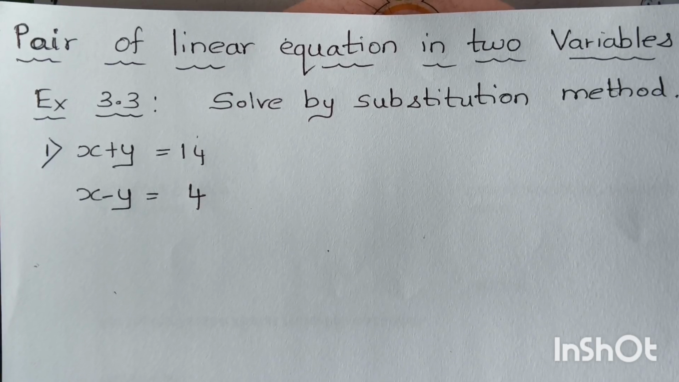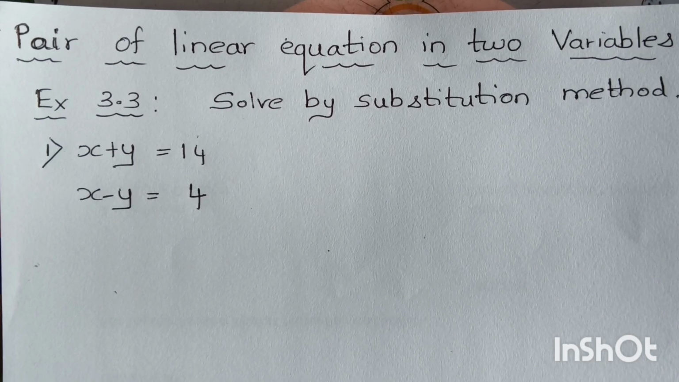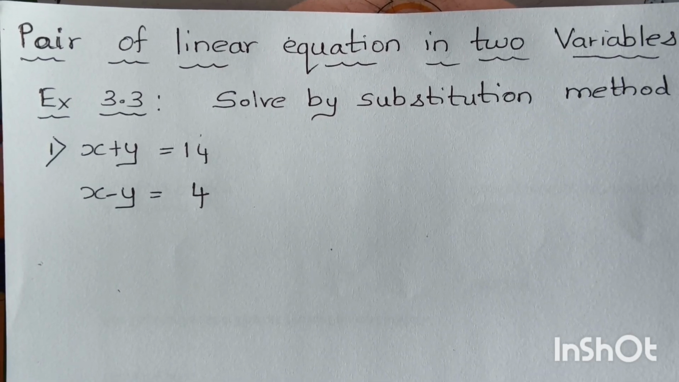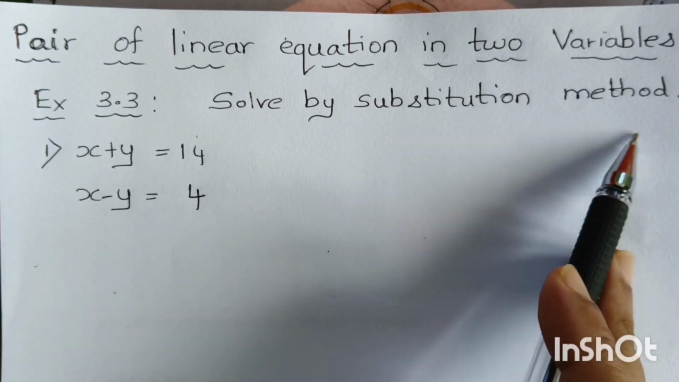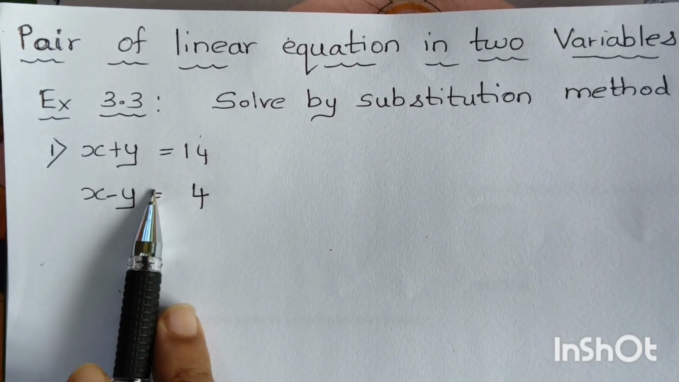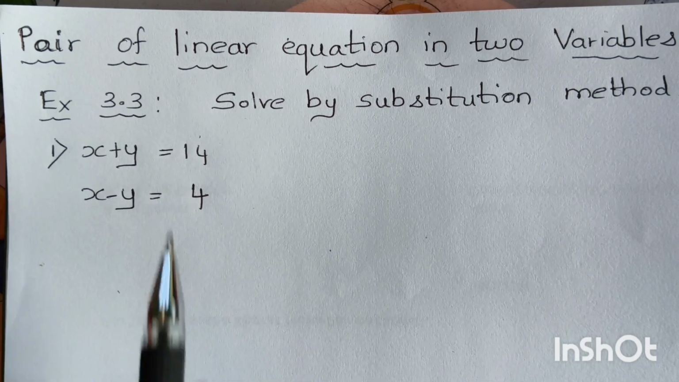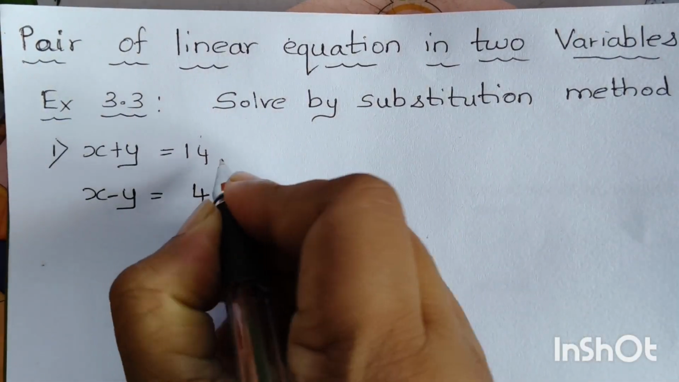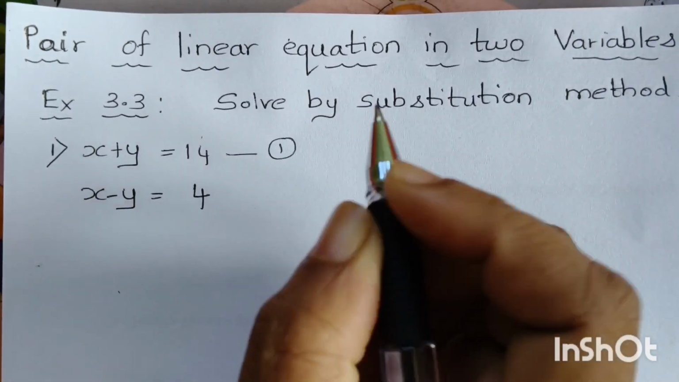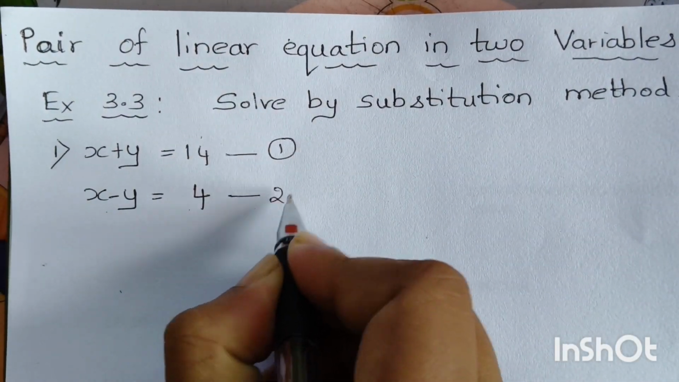Today we are solving the problems of class 10th from the lesson pair of linear equations in two variables. Exercise 3.3, solved by the substitution method. Now we have to solve this problem by the substitution method. Let us consider this as equation 1, and let us consider this as equation 2.